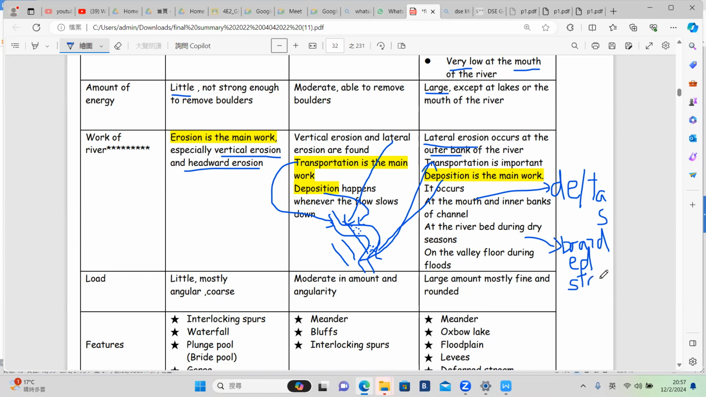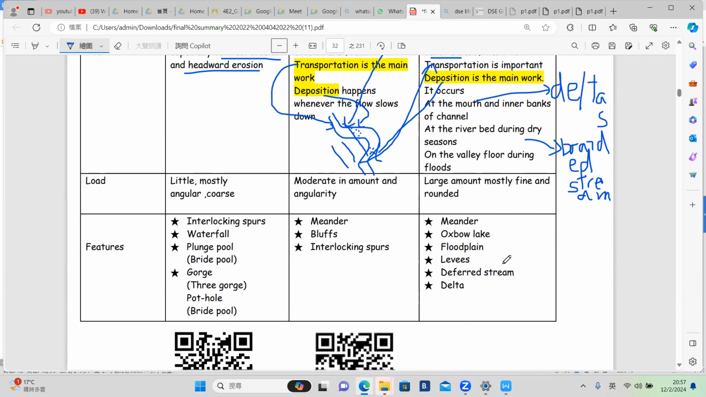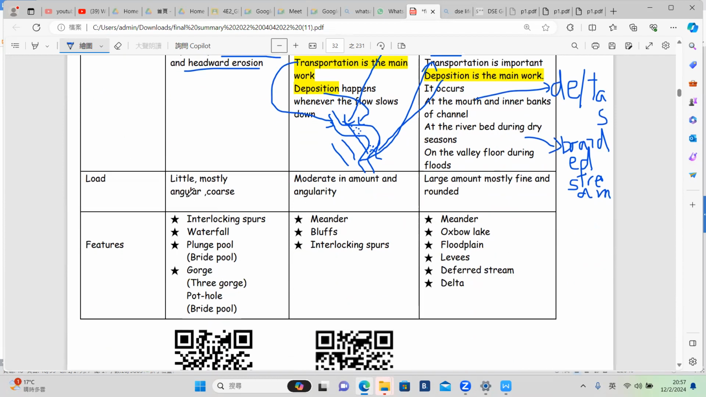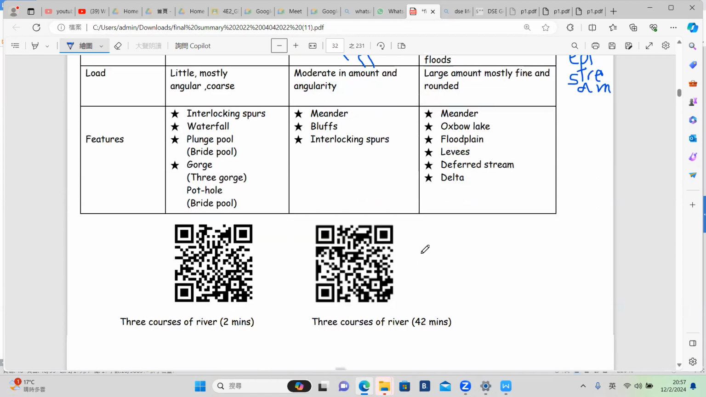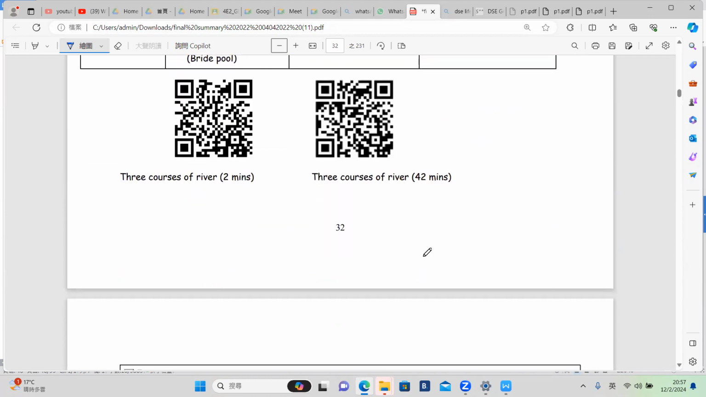On the valley floor during the floods, the floodplain is also created. Then for load, as mentioned earlier: for the upper course, mostly angular and coarser; for the middle course, more moderate in amount and angularity; and for the lower course, a large amount, mostly fine and rounded. All of these formations and landforms can be found in the different courses.